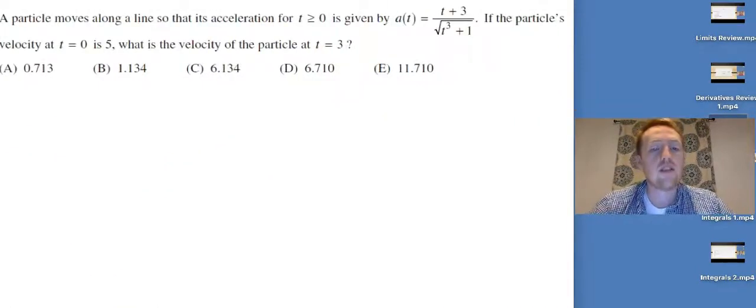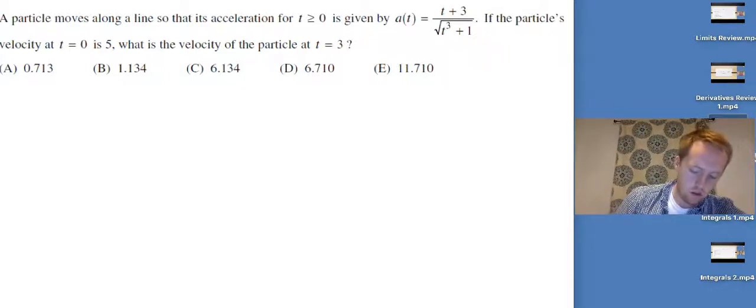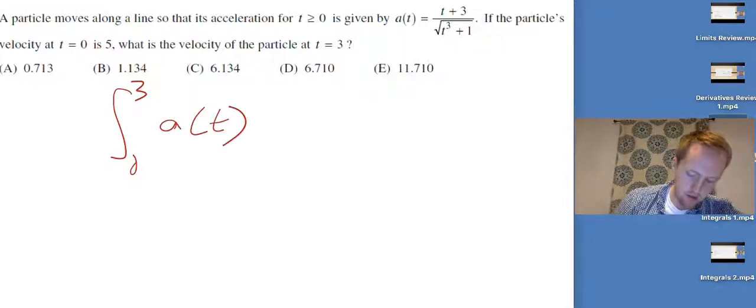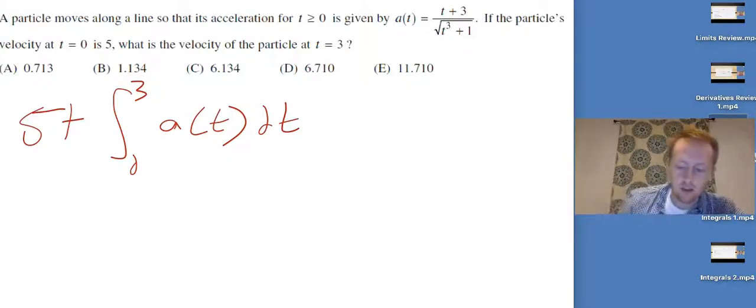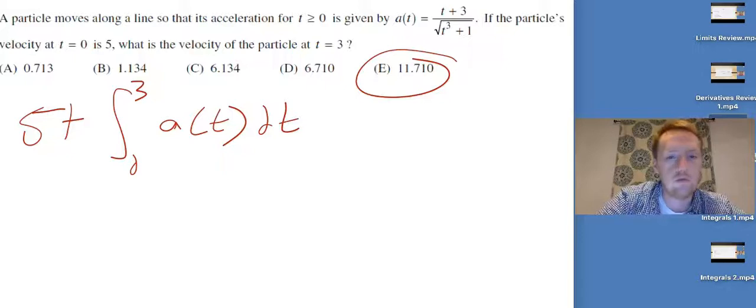Particle moves along a line so that its acceleration is given by a of t. If the particle's velocity at t equals 0 is 5, what is the velocity of the particle at t equals 3? Okay, I need to go from acceleration to velocity. So I'm going to do an integral. Well, the t values that I know about are 0 and 3. Okay, well, that's going to give me the change in velocity. I want the actual velocity. So I need to add the initial condition. Okay, so now I put that in the calculator and I get 11.710. Easy as pie.